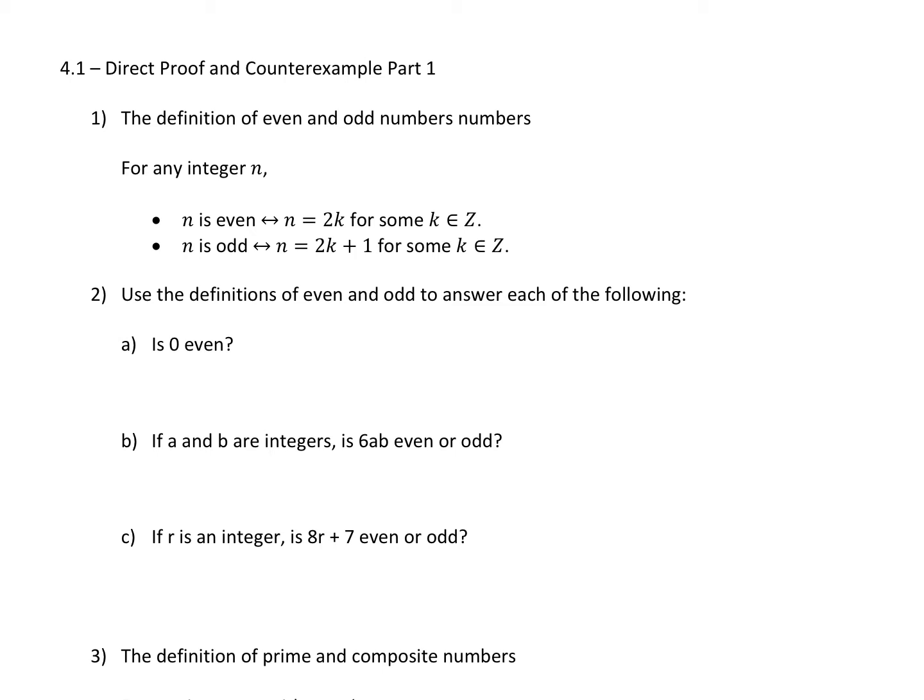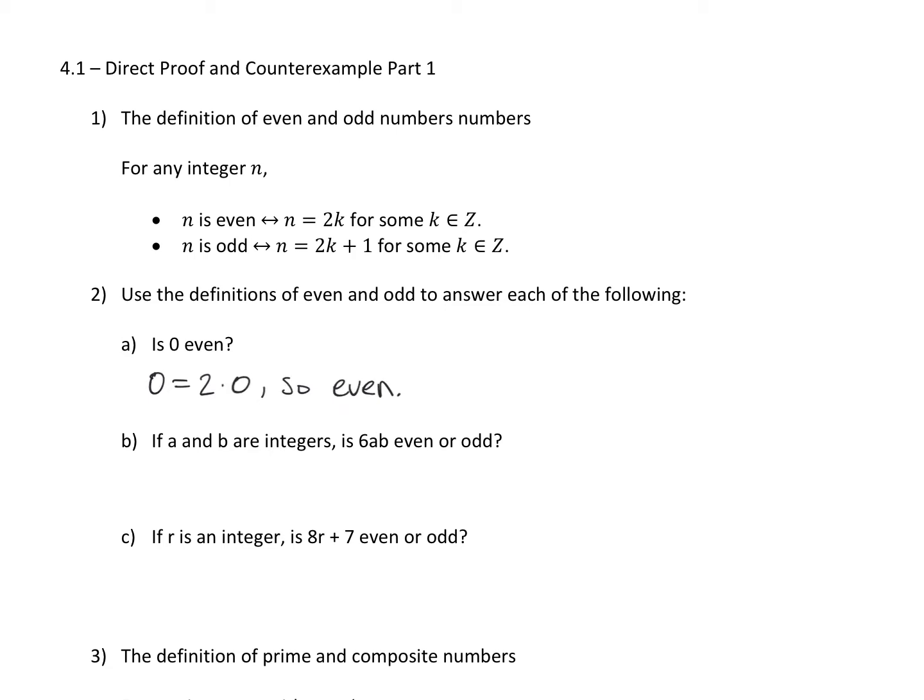So using these definitions, is 0 even? Can 0 be written as 2 times an integer? Yes, 0 can be written as 2 times 0. So even.